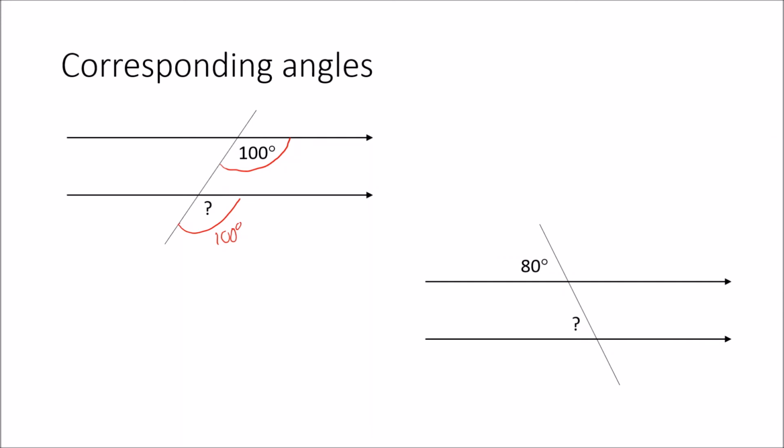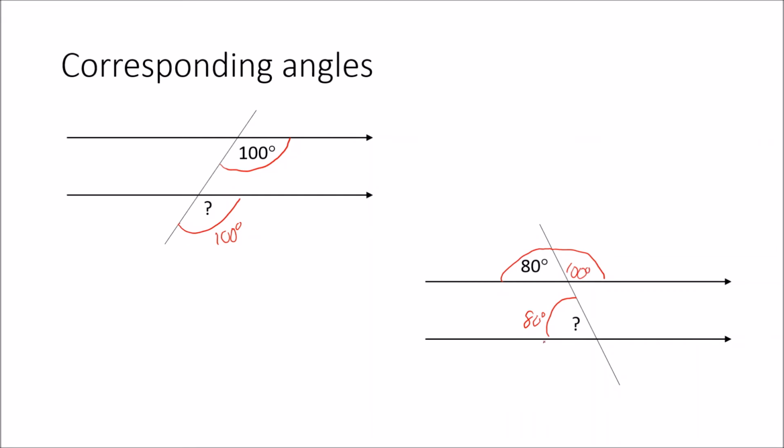Now this also works here. So if we look at the next set of parallel lines, we have 80 degrees, which is next to the transversal and above the parallel line, the top parallel line. So again, the question mark is above the bottom parallel line and next to the transversal. So that would mean that this degree here would be 80 degrees. We also know that angles in a straight line, because this is a straight line here, we know that this angle here, if that's 80, this one would be 100 degrees.